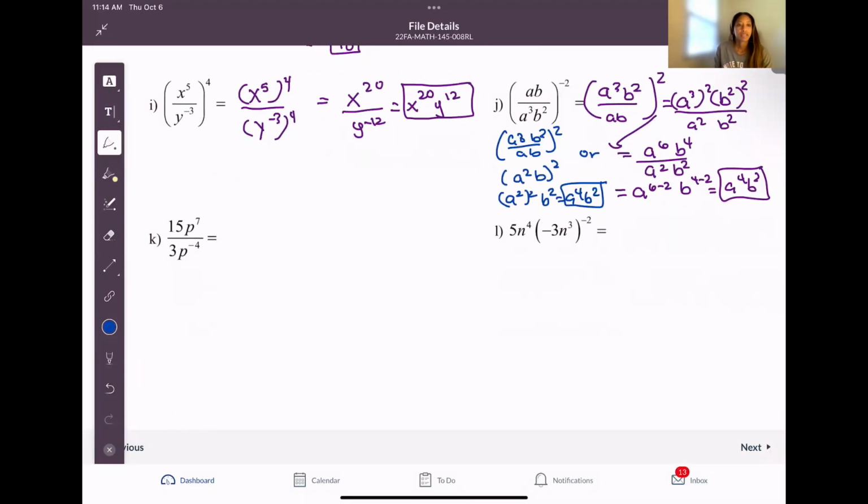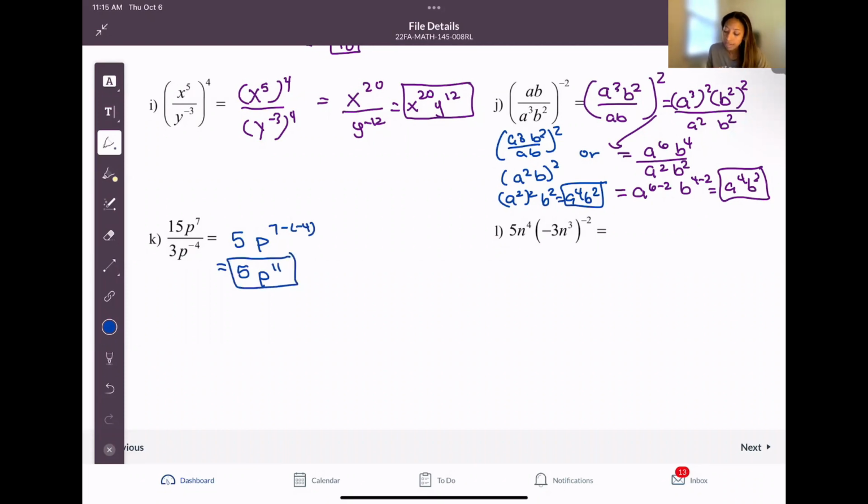All right, then for K, 15p to the 7th over 3p to the negative 4th. You can do this two different ways. You can use the division property, or you can move the p up and then use the multiplication property. I'll just go straight to division. This is 5p to the 7 minus negative 4. So that's 5p to the 11th power.